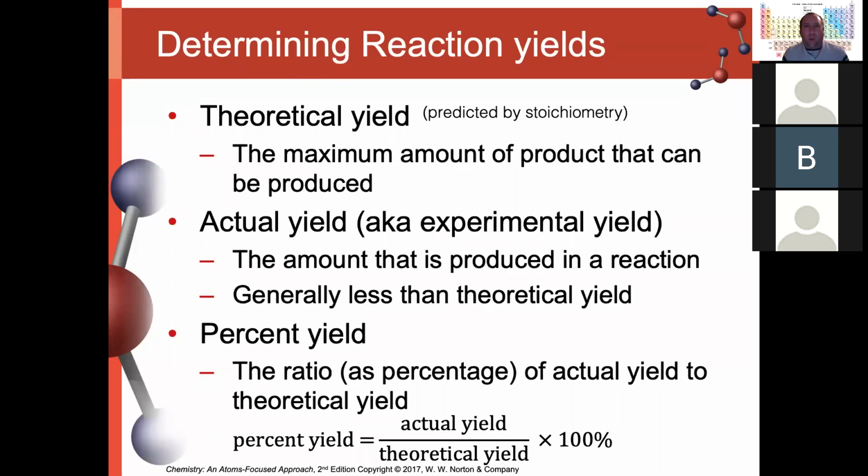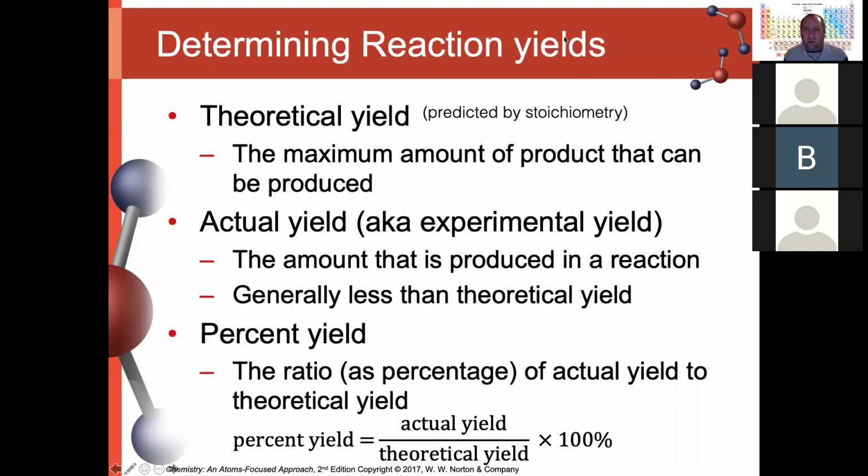Now, how well your production process goes can be measured by something called percent yield. Percent yield is just a ratio. It compares the actual yield, what you got in your experiment, to the theoretical yield. So actual over theoretical, multiplied by 100%, is our percent yield.